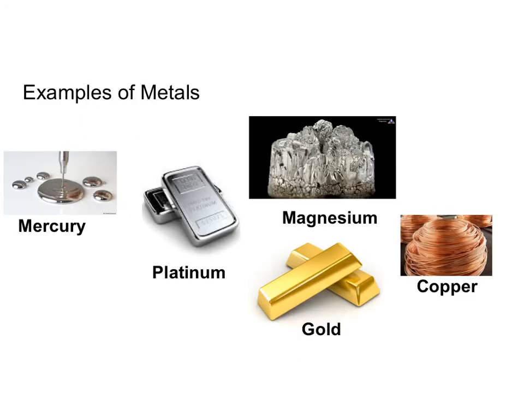Here are just some examples of metals. We have mercury, our liquid metal at room temperature, platinum, magnesium, copper, gold. All of these are examples of metals, and they have all of those properties. They're shiny, they're ductile and malleable, they conduct heat and electricity really well, they're solids at room temperature with the exception of mercury. So they have all of those metal characteristics.